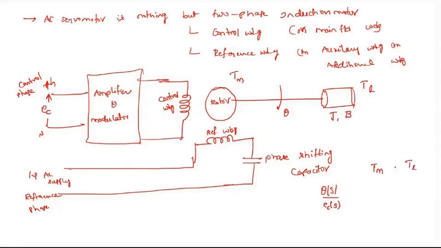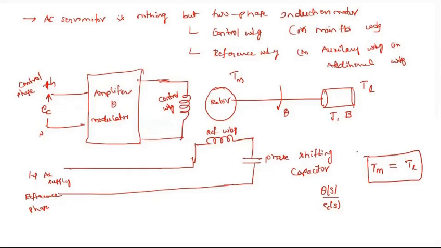At equilibrium condition, if we equate these two torques, we will get the transfer function. So I am repeating: in order to find the transfer function of the AC servo motor at equilibrium condition, the torque developed by the motor is equal to the load torque. Then we'll get the transfer function.